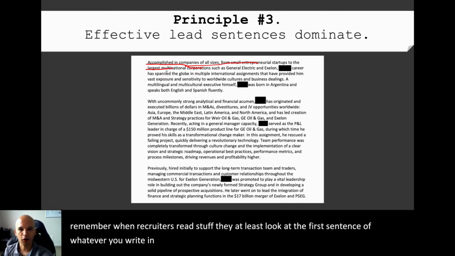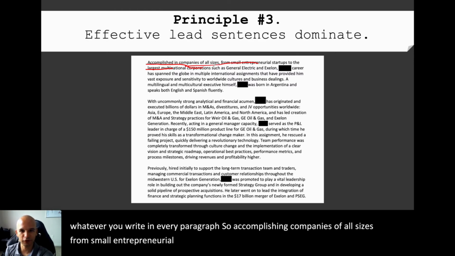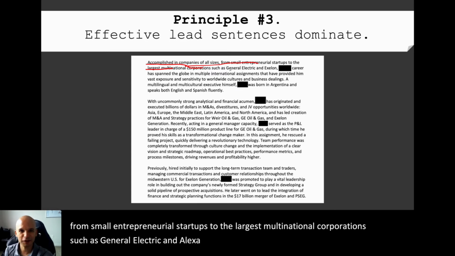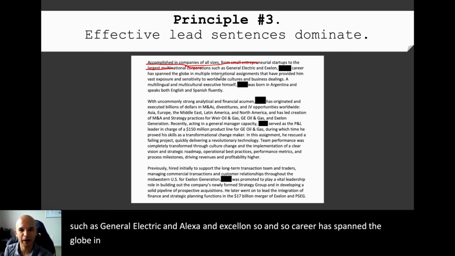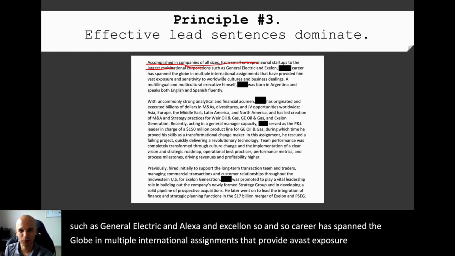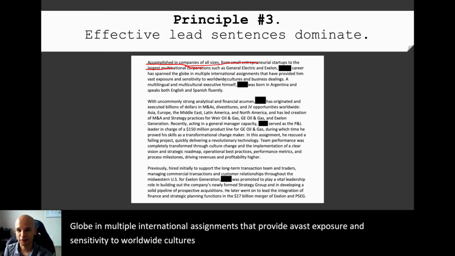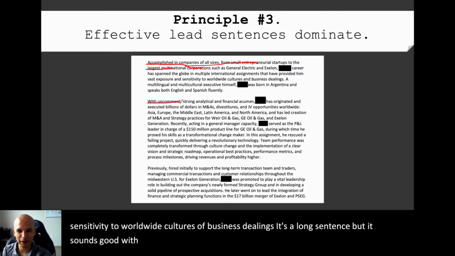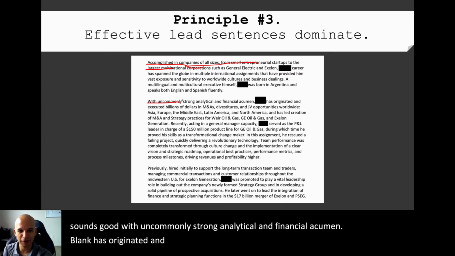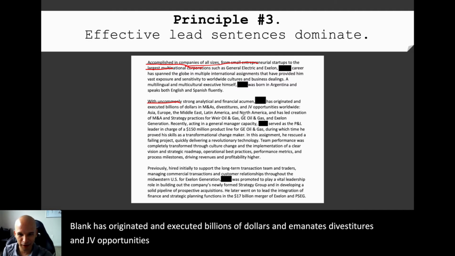So: "Accomplished in companies of all sizes, from small entrepreneurial startups to the largest multinational corporations, such as General Electric and Exelon, so-and-so's career has spanned the globe in multiple international assignments that provide them vast exposure and sensitivity to worldwide cultures and business dealings." It's a long sentence, but it sounds good. "With uncommonly strong analytical and financial acumen, blank has originated and executed billions of dollars in M&As, divestitures, and JV opportunities worldwide." And then they list it out.